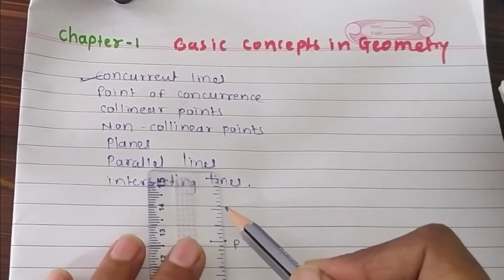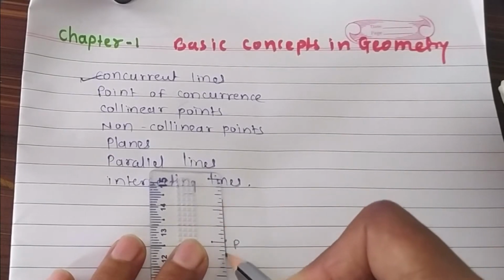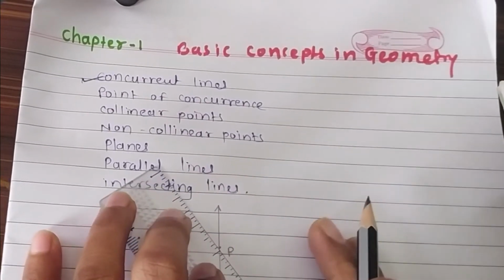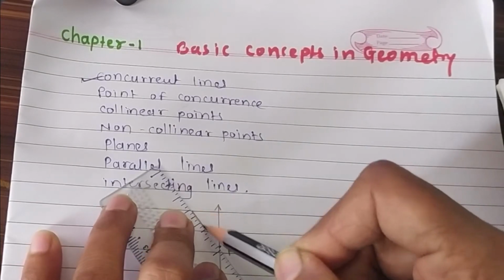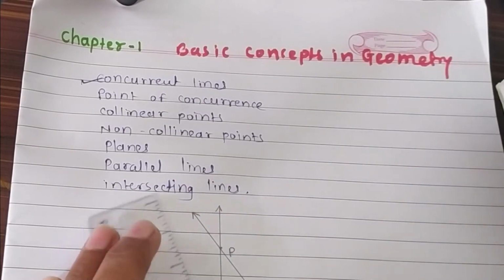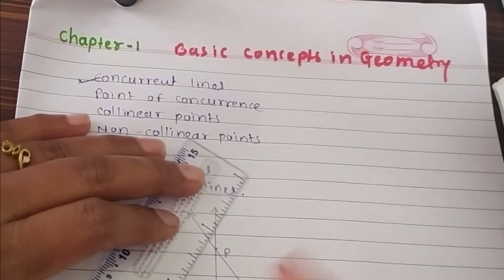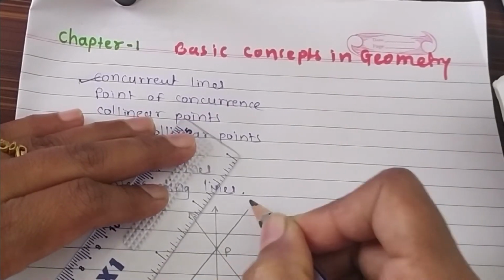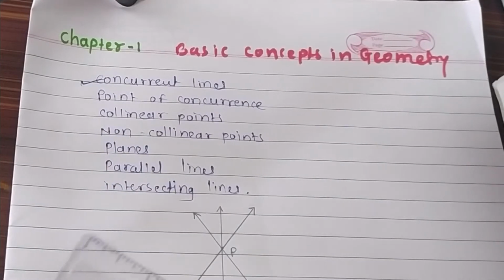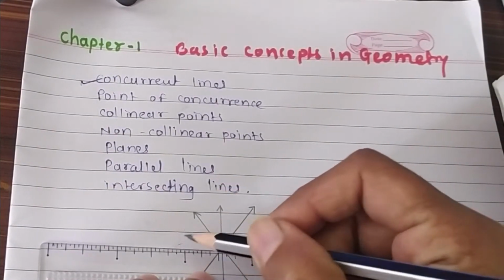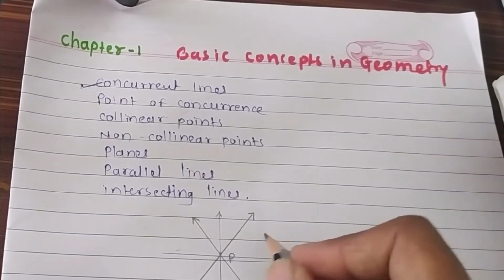Now look here. I can draw one line from this point, just like this. Another line from this point, just like this. And this is the third line. I can also draw this one.